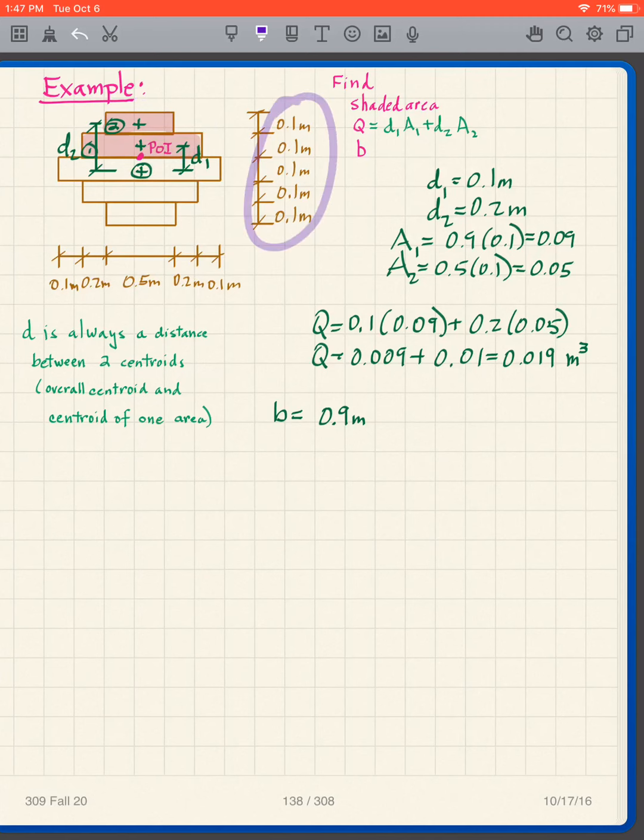Notice that all of these have a thickness of 0.1 meters. That means that center to center is 0.1 meters, to center, 0.1 meters. Once we recognize that, it's pretty easy to see that D1 is 0.1 meter and D2 is 0.2 meters. So I know what D1 and D2 are: D1 is 0.1 meter, D2 is 0.2 meters.